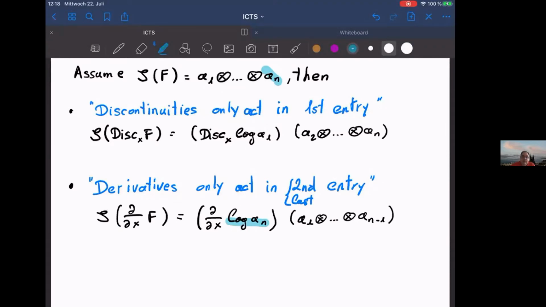And the reason I'm telling you this is because if you're only interested in the symbol, this last formula for the derivative usually gives you a very convenient way of computing.